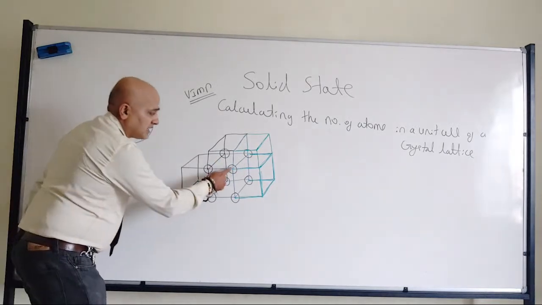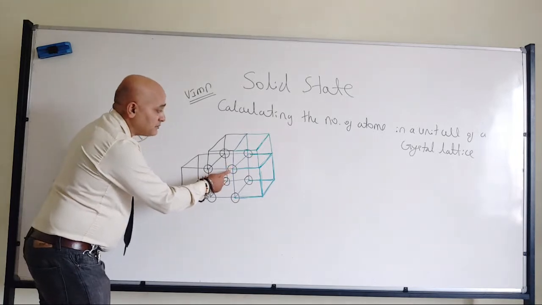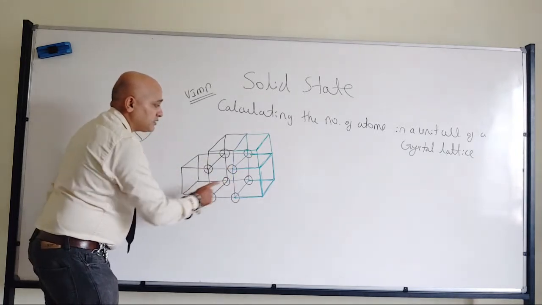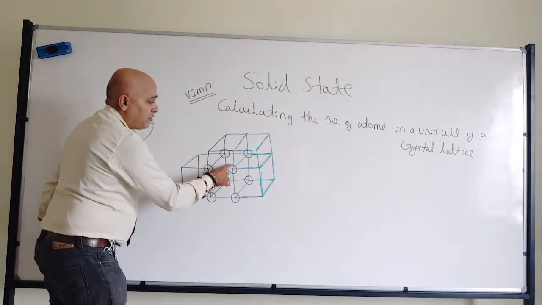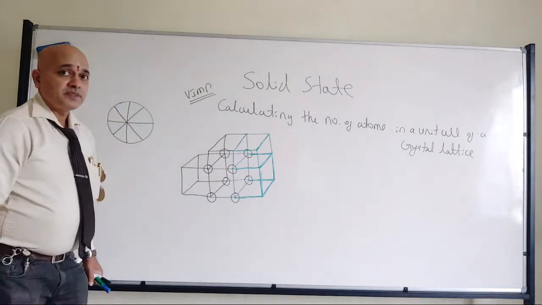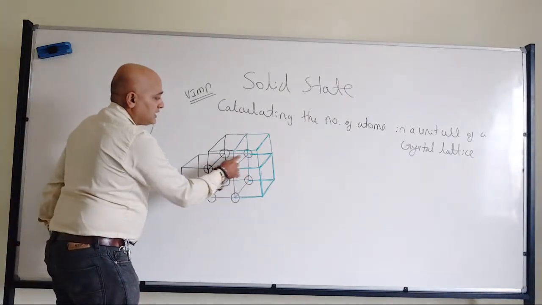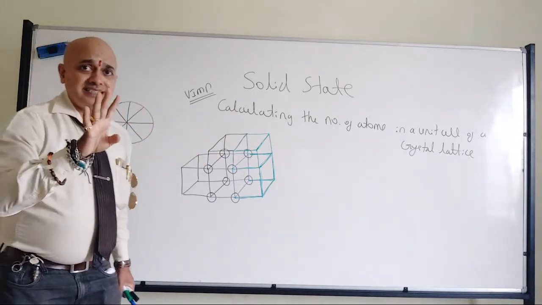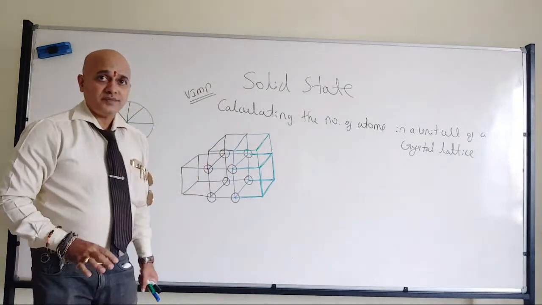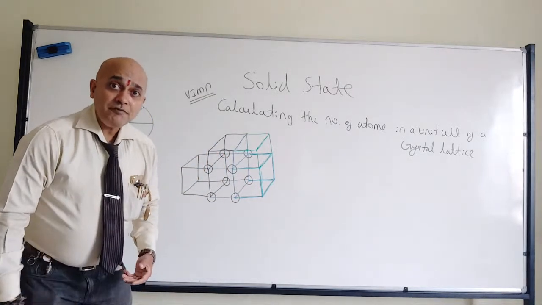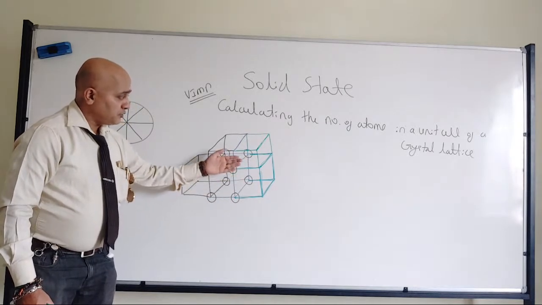Now if you observe this corner atom, whatever I will be talking about this corner atom, the same thing will be applicable for all the 8 corner atoms. Imagine that we have one corner atom. At present it is shared by 1, 2, 3, 4, total 4 unit cells. But in the same way, this corner atom will also be shared by these 4 units.